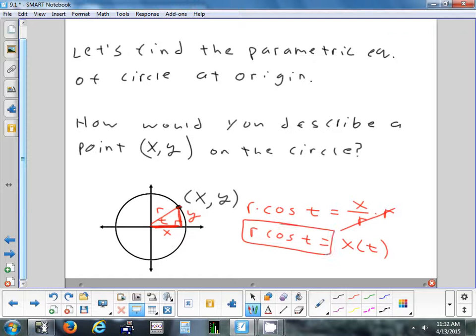Okay, there's an equation for x in terms of t. R will be a fixed value. It's a radius. They'll tell you what it is in the problem. T is going to be a variable. It'll change.